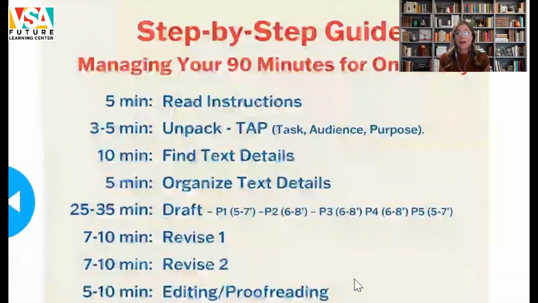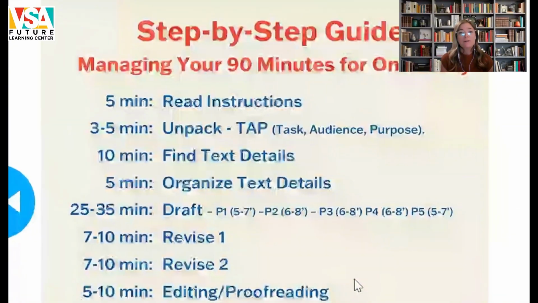Paragraph 2 is going to be body paragraph 1, 6 to 8 sentences. This is where you're giving that topic sentence, you're including the text evidence, and then you're commenting and explaining that text evidence. This is going to be repeated through paragraphs 2 through 4. All of those are going to be about 6 to 8 sentences. Again, topic sentence, conveying your ideas, using text evidence, and explaining your text evidence.